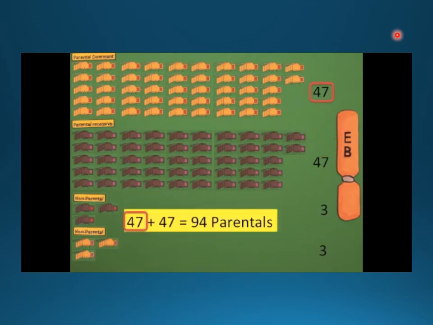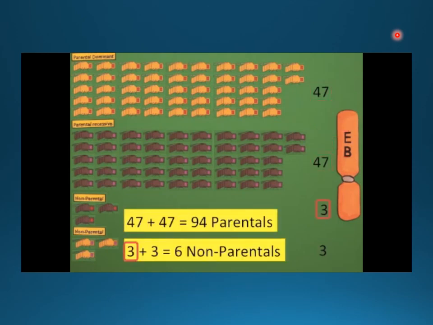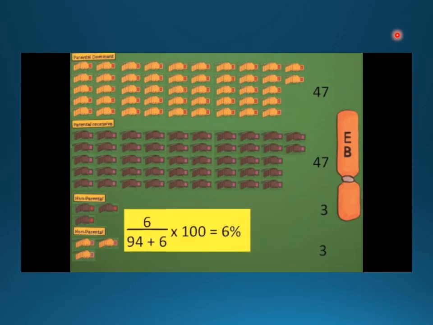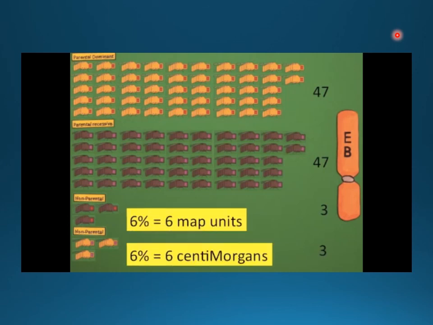Let's say we count the number of parentals versus non-parentals in our example cross. We might count 94 parentals and 6 non-parentals. Therefore, 6% of the total number of F2 flies are non-parentals. Geneticists call this percentage a genetic map distance and would describe the two genes as being 6 map units or centimorgans apart.